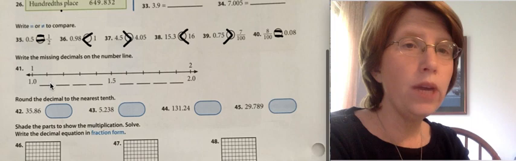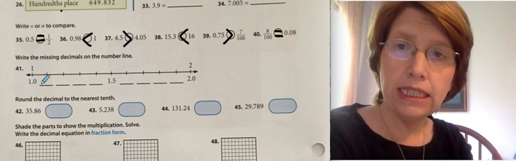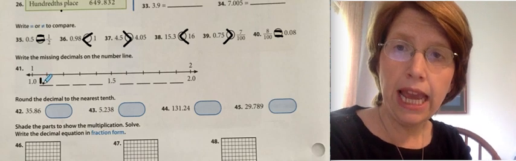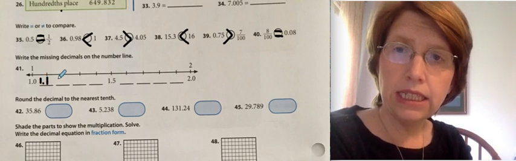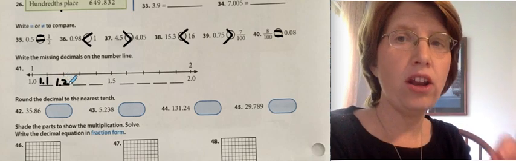Now we're going to write the missing decimals in on the number line. So you're just going up by 1/10. So this is 1 and 0 tenths. This is 1 and 1/10. This is 1 and 2/10. Do you see? You're just filling in all the way up.